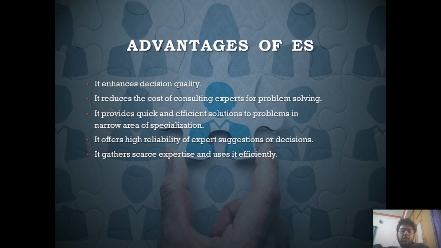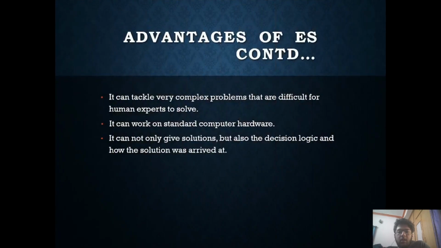The advantages of expert systems are that they enhance the decision quality, and they reduce the cost of consulting experts for problem solving. They provide quick and efficient solutions to problems in a narrow area of specialization. They offer high reliability of expert suggestions or decisions, and they gather scarce expertise and use it efficiently. Continuing, they can tackle very complex problems that are difficult for human experts to solve. They can work on standard computer hardware, and they can not only give solutions but also the decision logic and how the solution was arrived at.